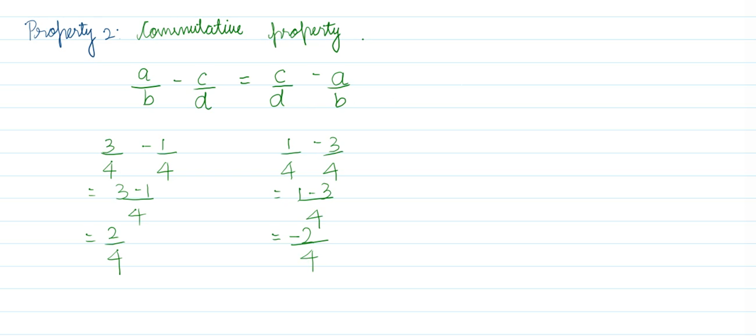So we see that a by b minus c by d is actually not equal to c by d minus a by b. So commutative property does not hold good for subtraction of rational numbers. Okay. So now we'll move on to the next property.